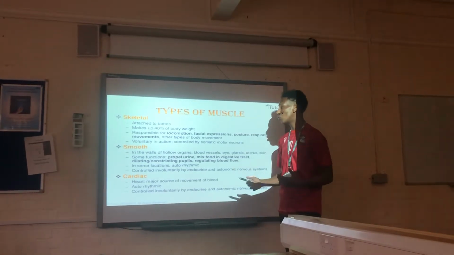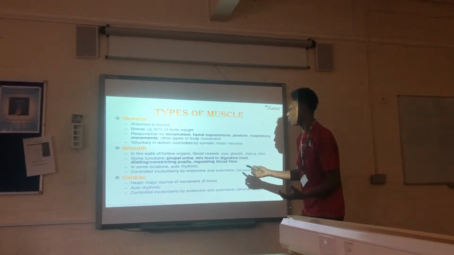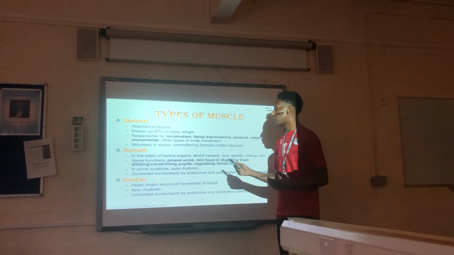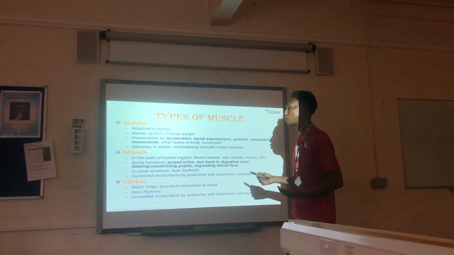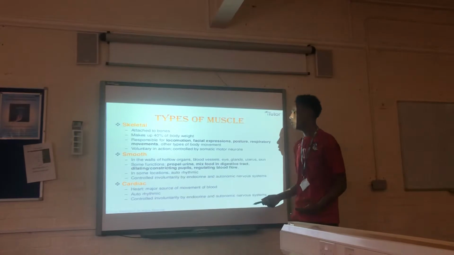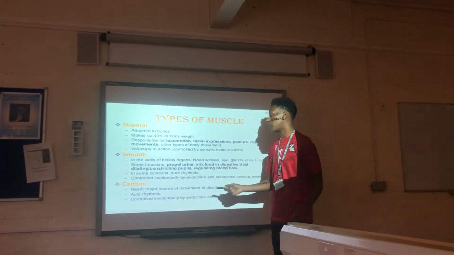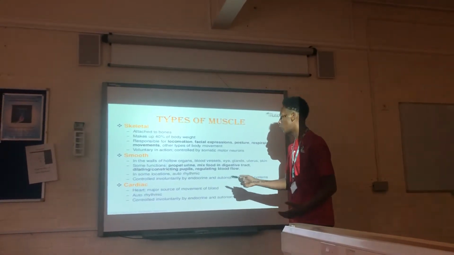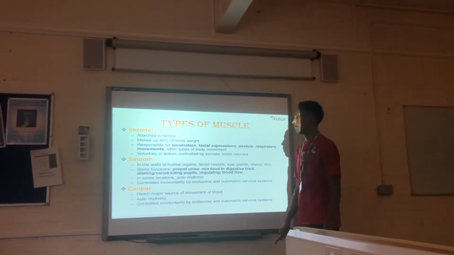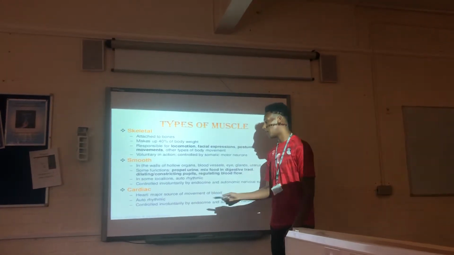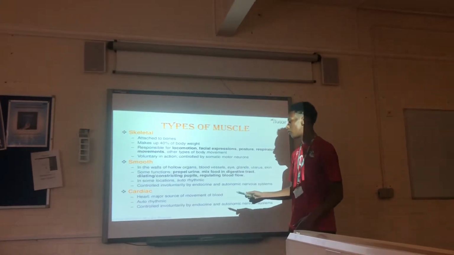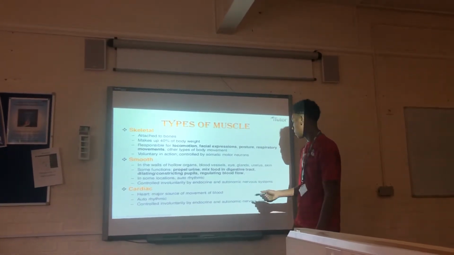Smooth muscle is in the walls of hollow organs, blood vessels, eye, glands, uterus, skin. Some functions: propel urine, mix food in the digestive tract, dilating and contracting pupils, regulating blood flow. In some locations, it is autorhythmic, controlled involuntarily by the endocrine and autonomic nervous systems. Cardiac muscle is in the heart, the major source of movement of blood. Autorhythmic, controlled involuntarily by the endocrine and autonomic nervous systems.